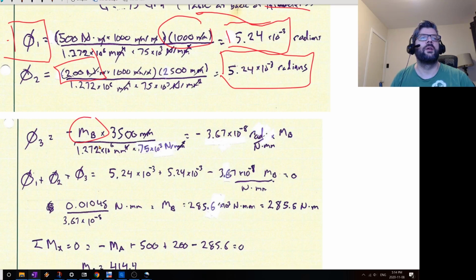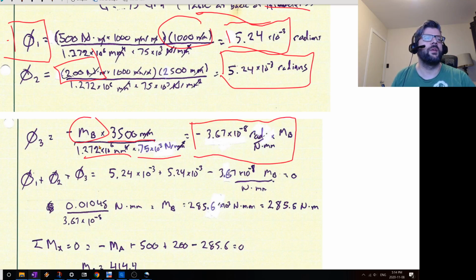So negative MB times the length there divided by our JG. That gives us this value here, so it'll be negative 3.76 times 10 to the negative 8 radians per Newton millimeter. This is what the units ended up canceling out to. We ended up with Newton left, and on the millimeter to the fourth term, 2 of them canceled out here, 1 of them canceled out here, so we ended up left with Newton millimeters down there. So we got that, and we just need to add those together.